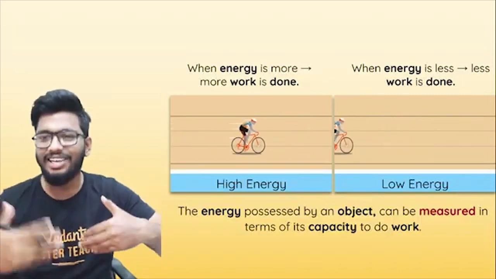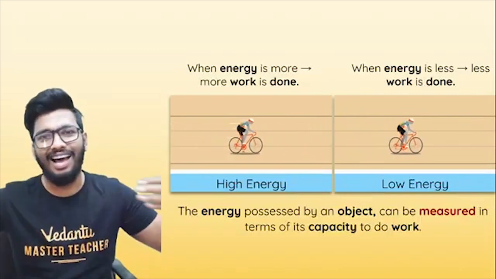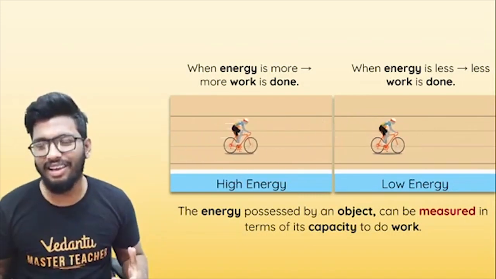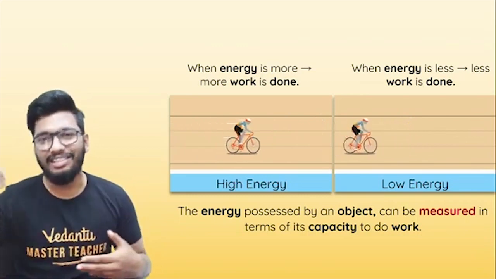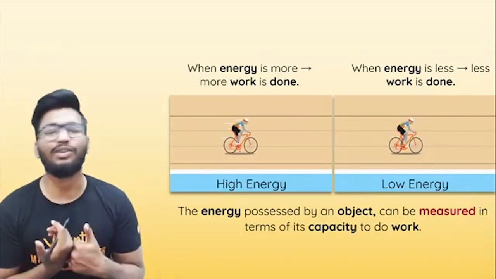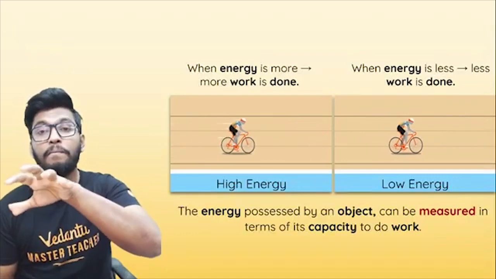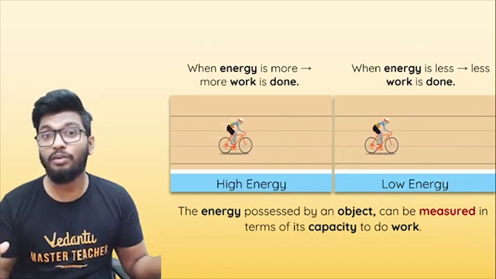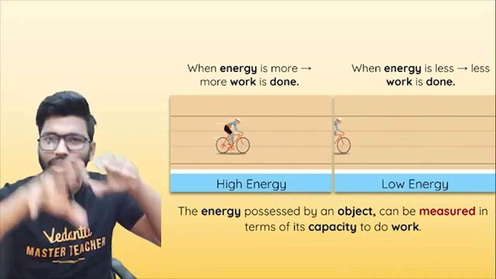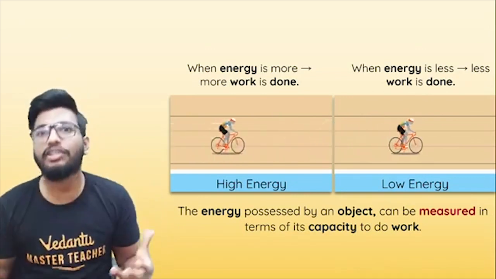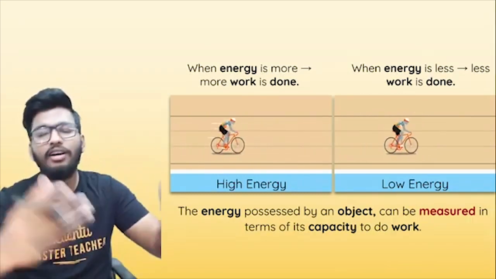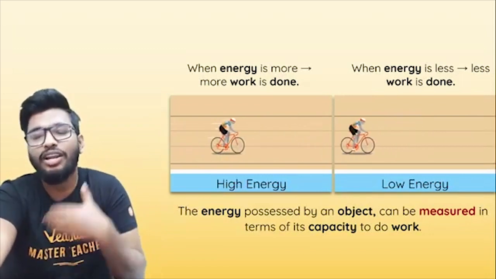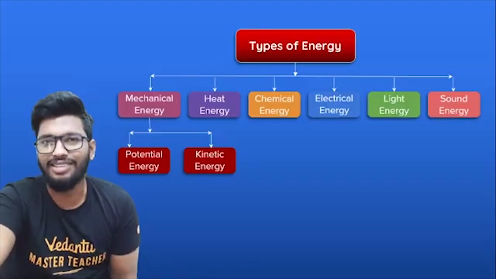But when you have less energy, as it nears the end, as the 10 kilometers are coming closer, you have exhausted a lot of the energy that you had in the start, and energy becomes less, and so the work done is also going to be less. So energy possessed by the body can be measured in terms of the capacity to do work. In order for you to do that work, you need to spend that energy. So the amount of work done, or the capacity to do work, can be used in order to measure the energy that is possessed by the body.